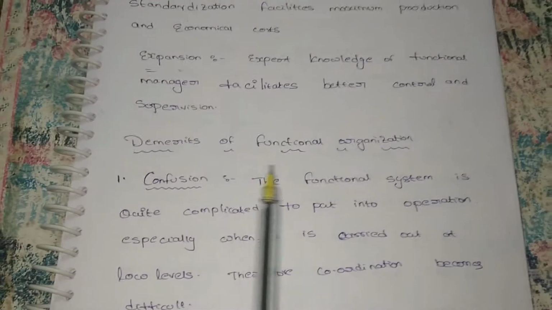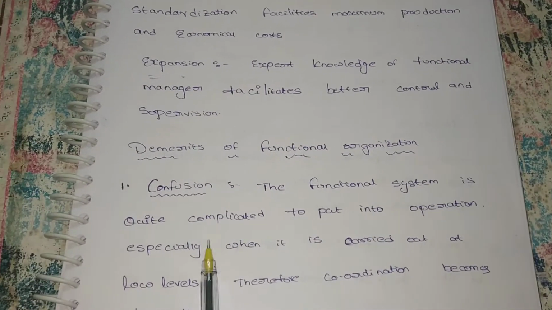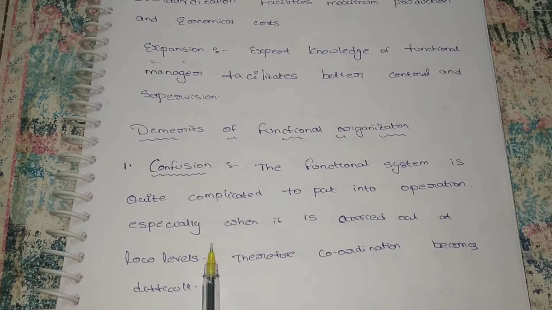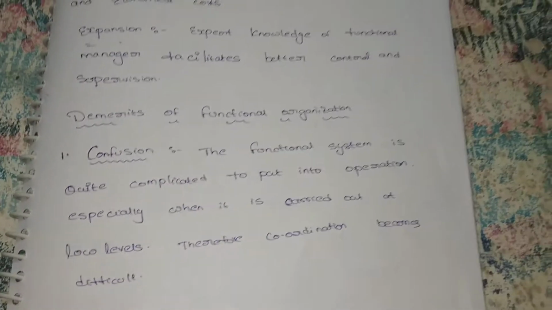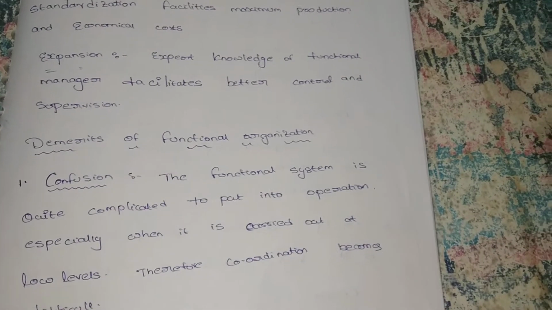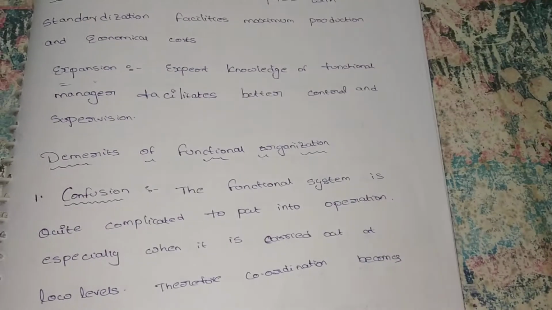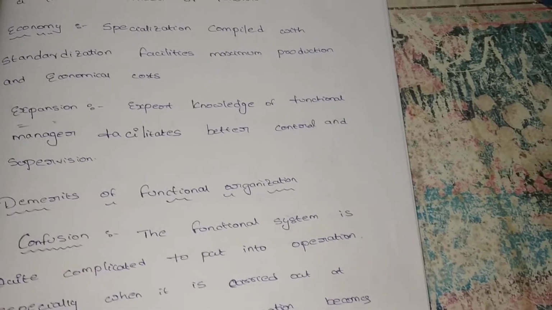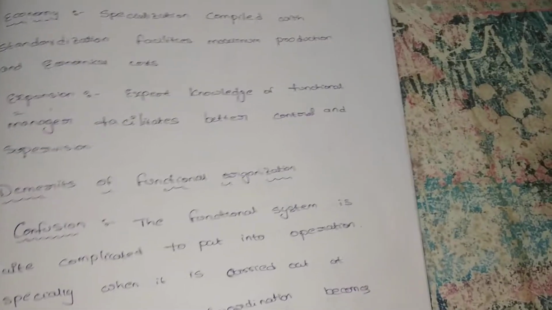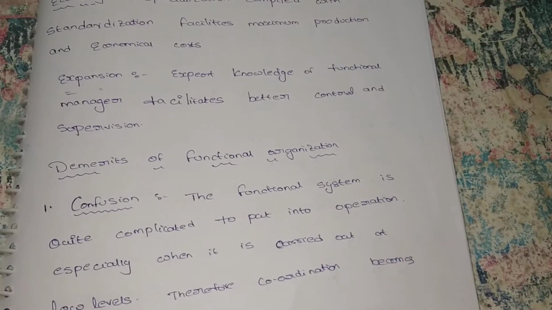According to the merits, there are some demerits. Let's see the demerits of functional organization. First, confusion. This functional system is quite complicated to put into operation, especially when it is carried out at low levels. Therefore, coordination becomes difficult. We already discussed that there are two managers. Like in the marketing department, there is a departmental head and a marketing director. These two are taking the decisions, and the employees have to follow both orders. For this, some confusion occurs: which order do we have to follow?